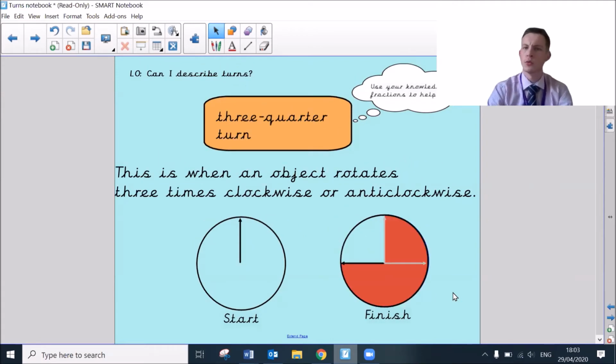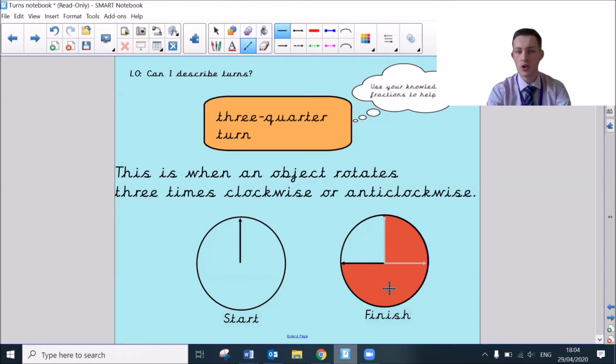Now let's have another look. Oh, getting trickier now. A 3/4 turn. So we've started at the top and we've gone 1, 2, 3. 3 small turns to make 3/4 of a full turn. And you can see again, we've split our circle up into 4 parts. So at the minute, we're only missing one part that we've not done, but we've done 1, 2, 3 turns, which is 3/4. We've nearly done a full turn.